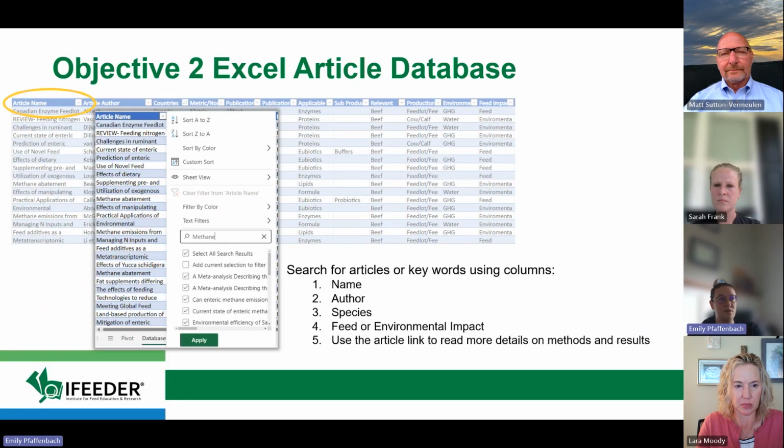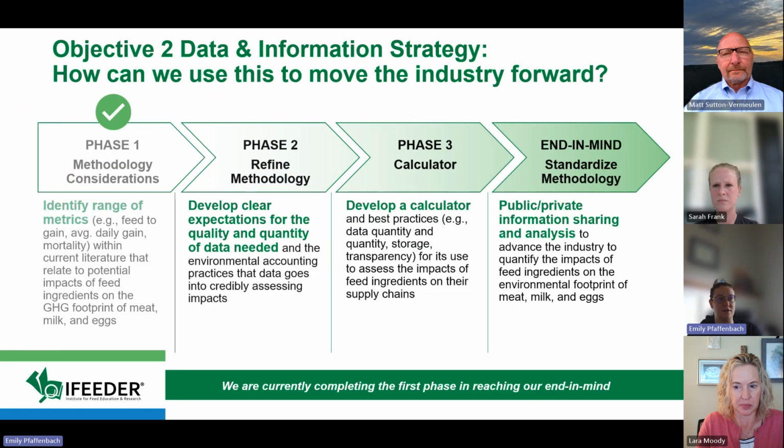The second resource here is the actual Excel article database. It is searchable. You can search for articles using keywords under the name, author, species, impact, or use the article links to read more of the details. And I'll turn it back over to Sarah to talk about the importance. A lot of great information there too that you could take a look at.